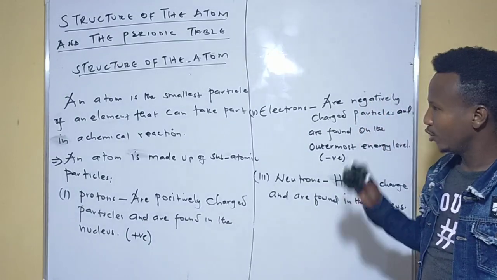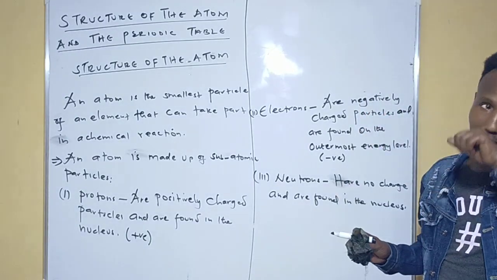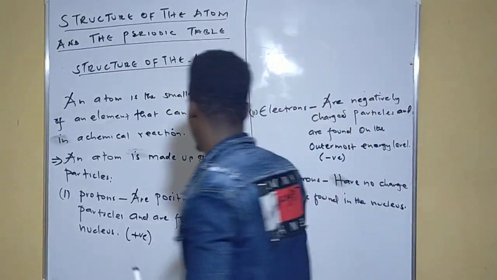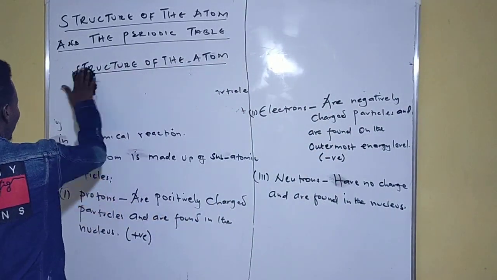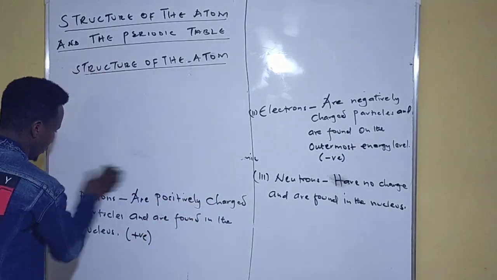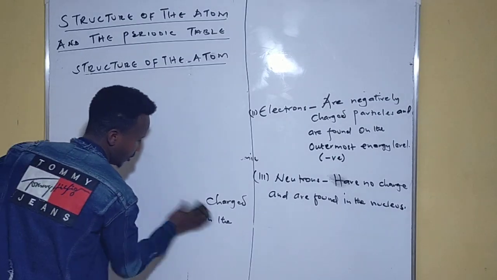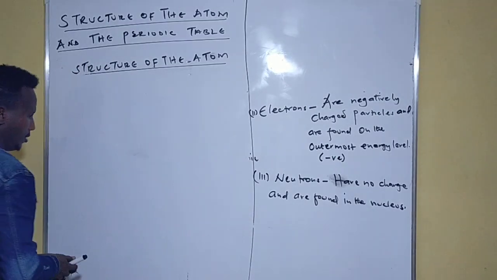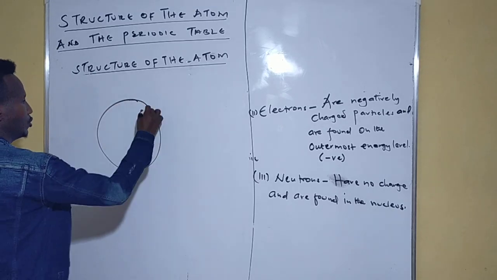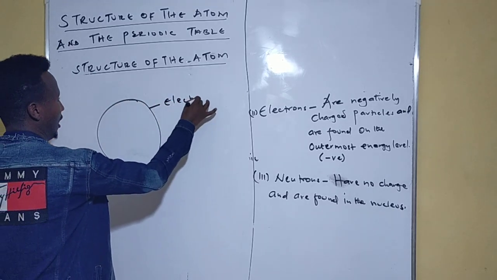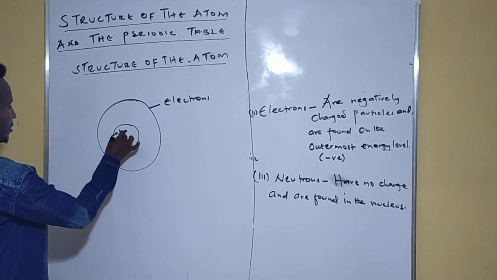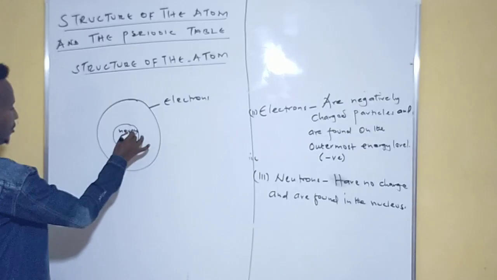Okay, after knowing the definition and the subatomic particles that make up an atom, we will go ahead and draw the structure. Let me draw this for you. This is how an atom looks. These are what we normally call electrons. Then here inside we have the nucleus.